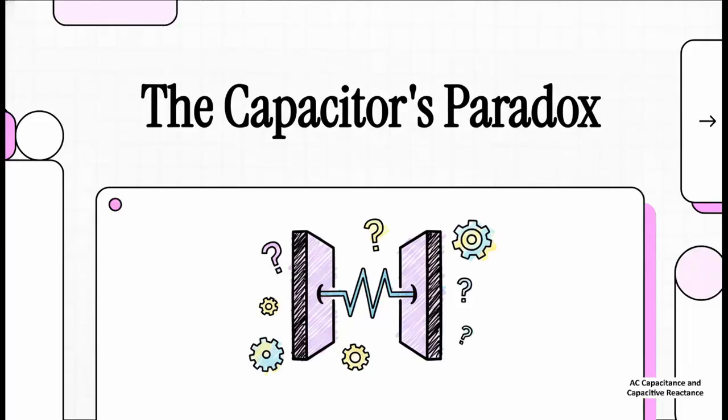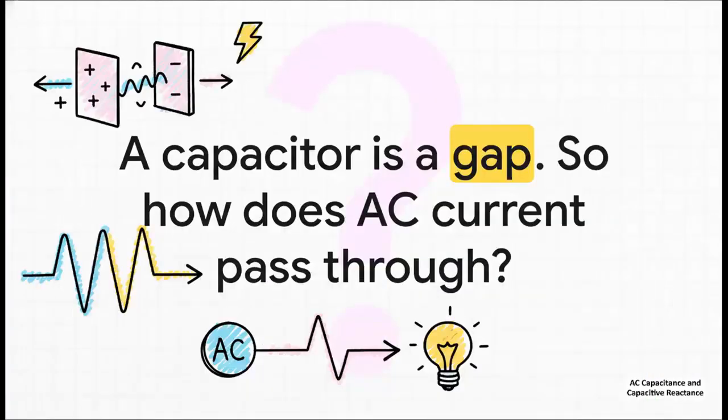All right, let's dive into one of the biggest head-scratchers in electronics. Seriously, it's a paradox that seems to fly in the face of everything we know about circuits, and it stumps people all the time. I mean, think about it. A capacitor is, by definition, an open circuit. It's a physical gap, an insulator, put there specifically to stop electrons from crossing. So how in the world does an alternating current, which needs a complete path, seem to flow right through it like it's not even there?